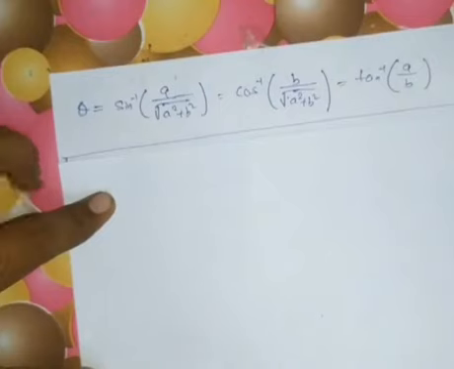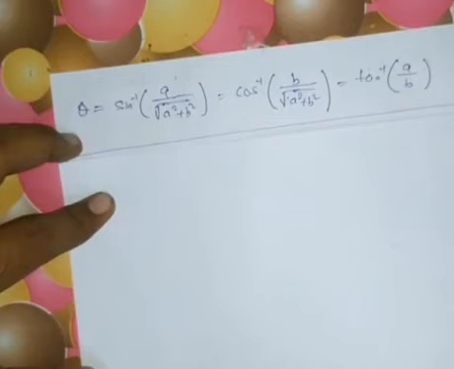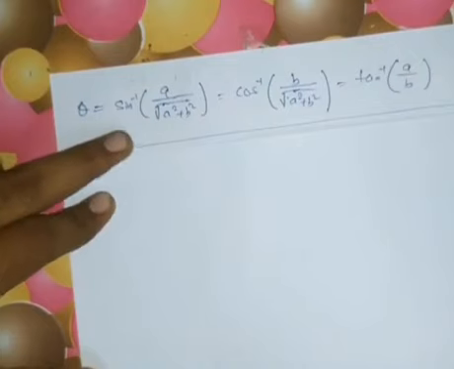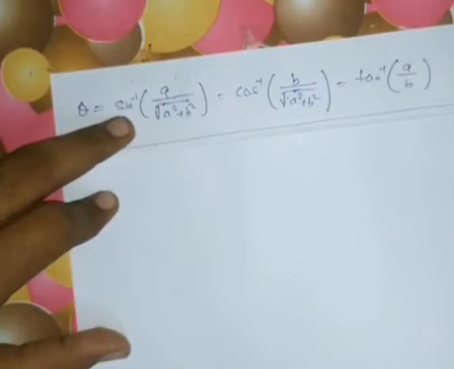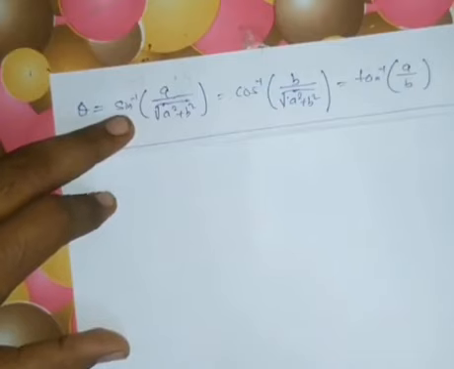So equating them, theta is equal to sin inverse of a by under root a square plus b square, which is equal to cos inverse of b by under root a square plus b square, which is equal to tan inverse of a by b. He has already given sin inverse of a by under root a square plus b square equals tan inverse k. So from this we can directly say that k is a by b, which is your first option.